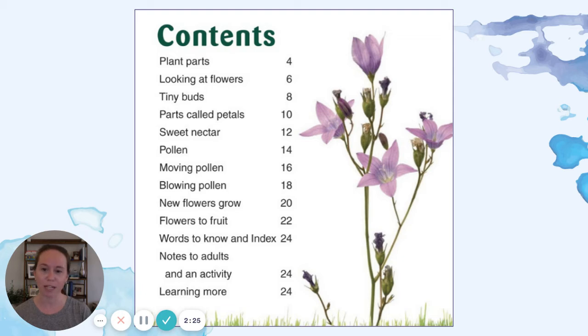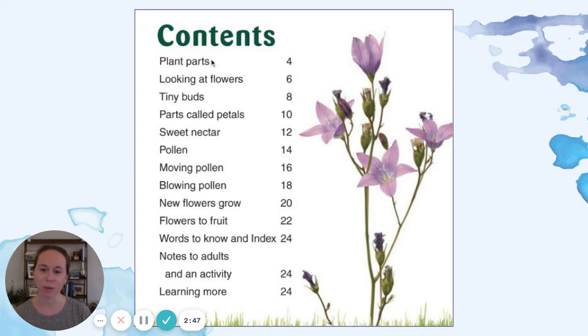I'll look through the table of contents to decide what chapters I want to read. Remember, we can read nonfiction books out of order. We don't have to start at the beginning. We can jump around to whatever interests us most. Let's see: plant parts, looking at flowers, tiny buds, parts called petals, sweet nectar.